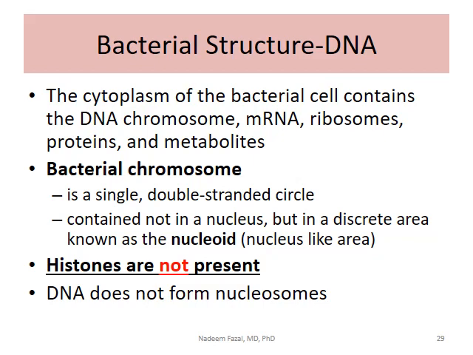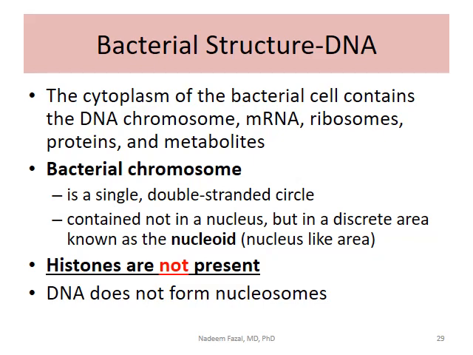Now, DNA, again, is the secret here. The cytoplasm of the bacterial cell contains DNA chromosome, messenger RNA, ribosome, protein, and metabolites. So that's it. If you were to ask what is a bacterial chromosome, the answer is it is a single, double-stranded circle, like a chain. It is not contained in a nucleus because they don't have a nucleus. It's usually detectable in an area which looks like a nucleus. We call it the nucleoid. The nucleoid looks like a nucleus because there's a condensation of genetic material there. And if you know about DNA, histones are there, and I have a slide coming up, I'll show that to you. Histones are not present in bacteria. Okay? And then finally, DNA does not form nucleosomes, so nucleosomes are not formed.